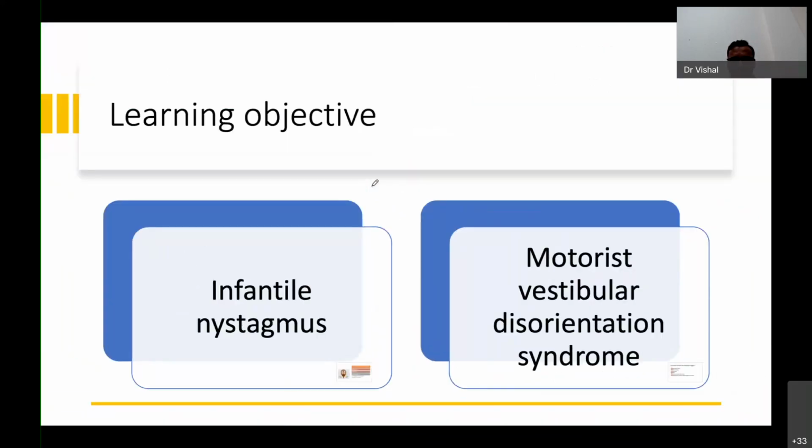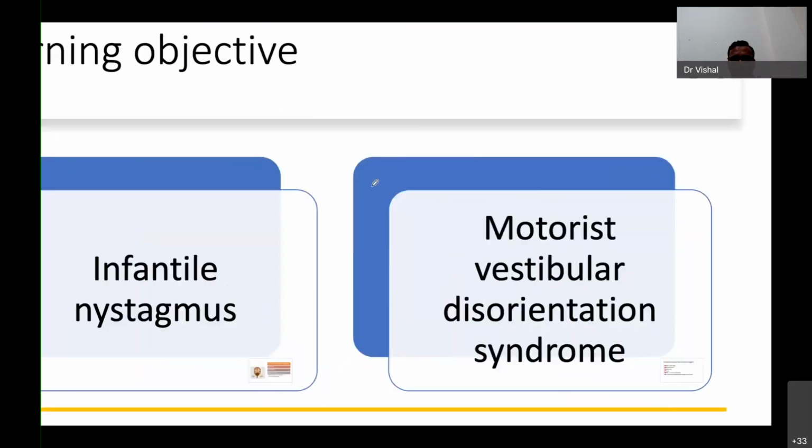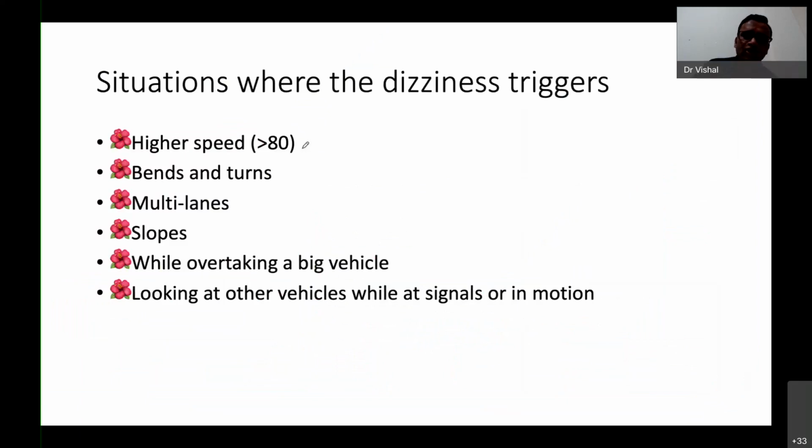Now I will go to the summary of my clinical findings of motorist vestibular disorientation syndrome. For those who didn't attend last time, motorist vestibular disorientation syndrome is a disorder where drivers, specifically drivers, feel disorientation, dizziness, palpitations, a variety of symptoms while driving the vehicle, especially at higher speed, bends and turns, multi lanes, slopes, while overtaking a big vehicle, and looking at other vehicles while at signals or in motion.